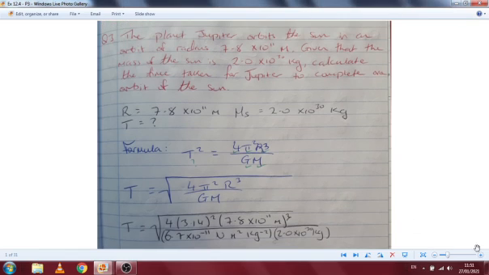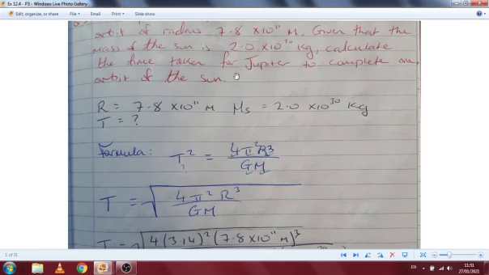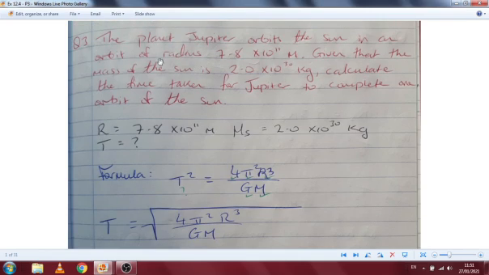On to question 3. We have the planet Jupiter orbits the Sun in an orbit of radius this. So they're giving us the distance, the radius of the orbit. Given that the mass of the Sun is 2.0 by 10 to the 30 kilograms, calculate the time taken for Jupiter to complete one orbit of the Sun. So again, what that basically means is what is a year on Jupiter. A year is the time taken to orbit the Sun once. So what is that for Jupiter?